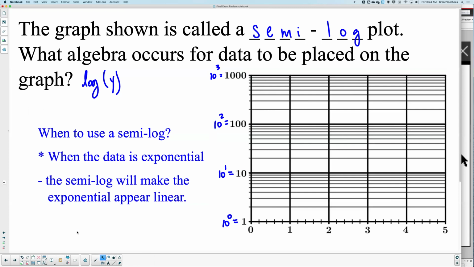Okay. So when do we use a semi-log? When the data is exponential, and only when it's exponential. What will it do to it? It will make it appear linear. Is it actually linear though? No. What is it actually? Exponential. Okay, good.